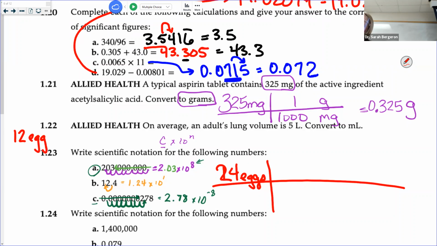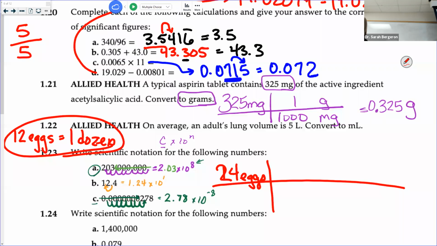12 eggs is equal to what? 1 dozen. This is the equivalent relationship that you need. So in math, if you have something in the numerator and something in the denominator, and those 2 things are equal, what happens? Like if I have 5 divided by 5, what happens? They cancel, and what do I end up with? 1. Okay, same thing with units.